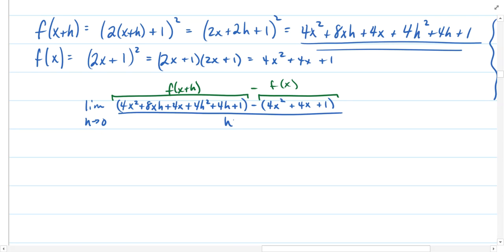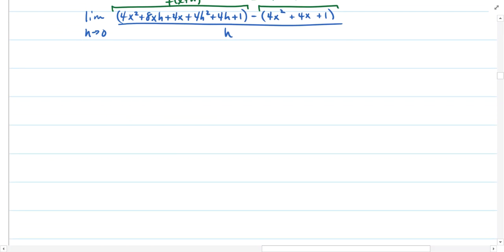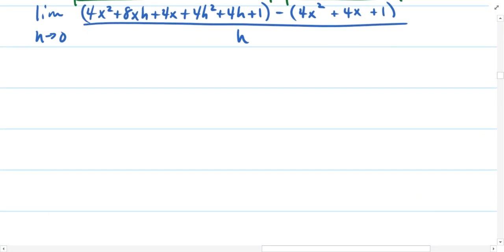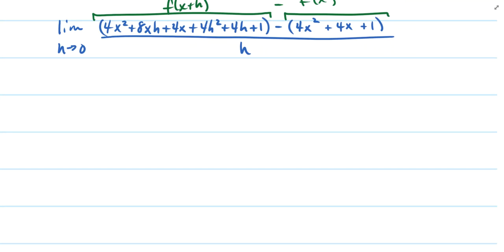h, which of course we can't directly substitute at this point because of the 0 in the denominator. But if we combine some like terms and look for items that will factor themselves out or cancel, we might be in a pretty good position. So I see 4x squared and 4x squared here. 4x, 4x, 1, and 1. Those all will cancel to 0 while subtracting.